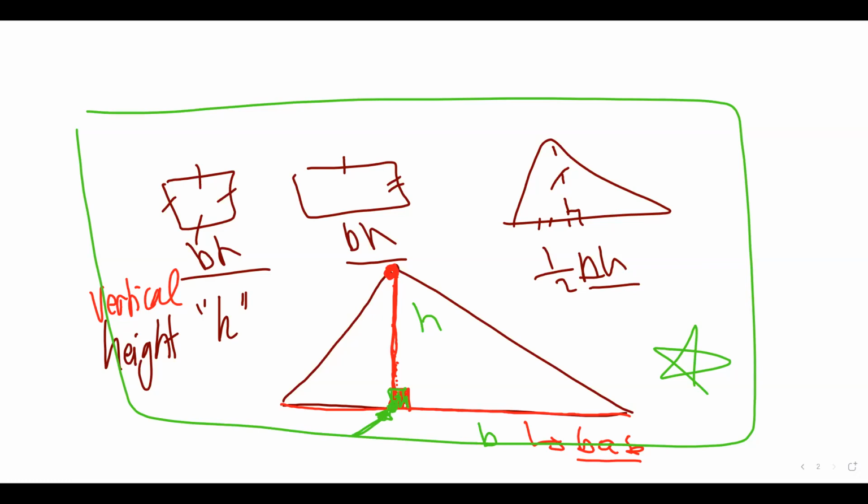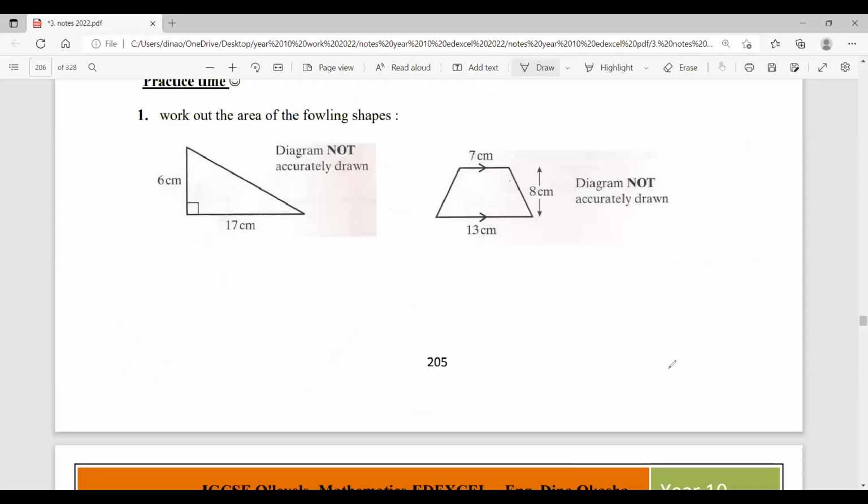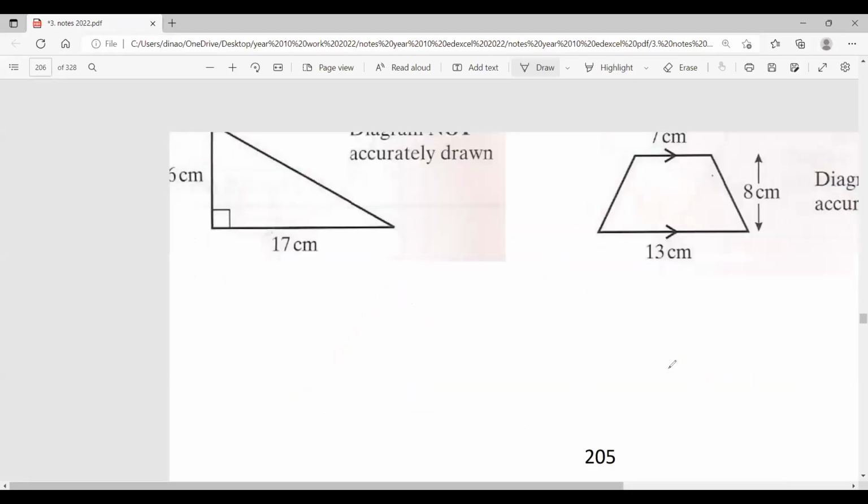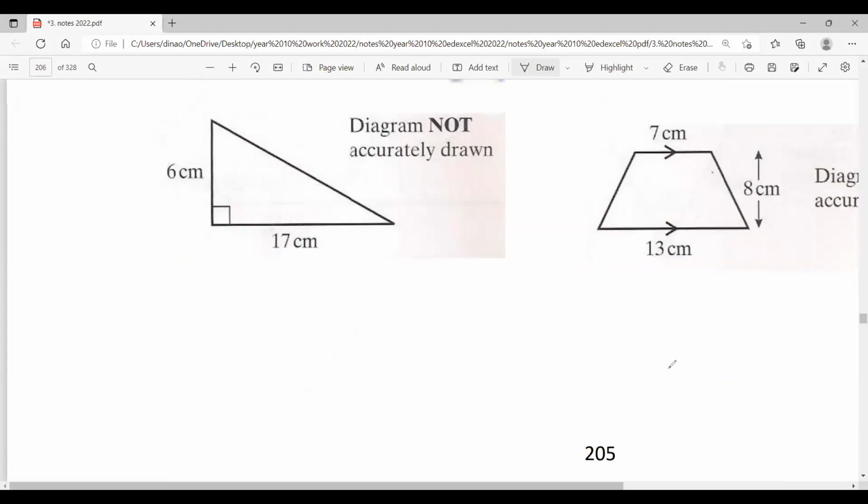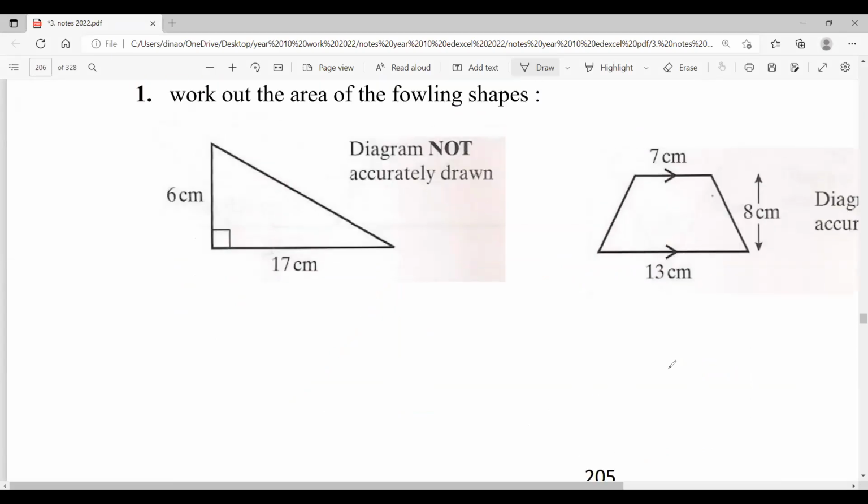So let's start by introducing the rules on the shapes that I have in the examples, page number 205. And then if not all the shapes are displayed, I'm going to explain them again. If not all the shapes are there, we'll see which shapes are not in our examples and we'll explain them. Here, work out the area of the following shapes.